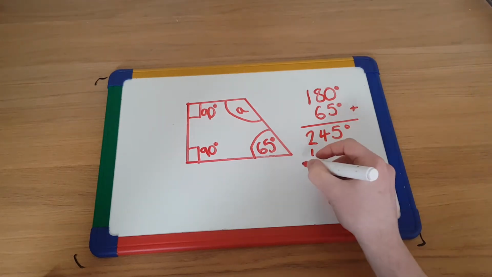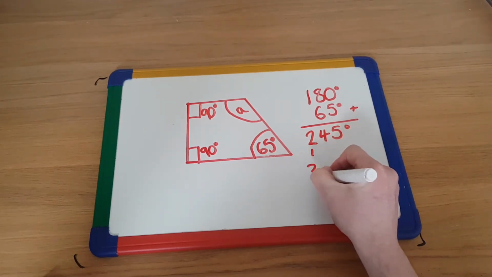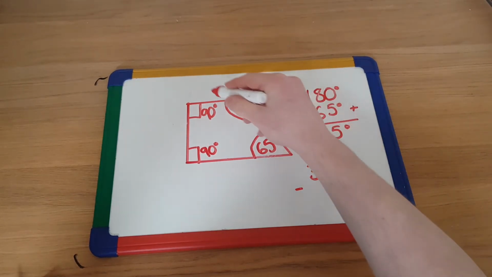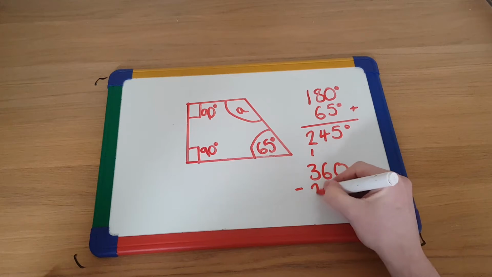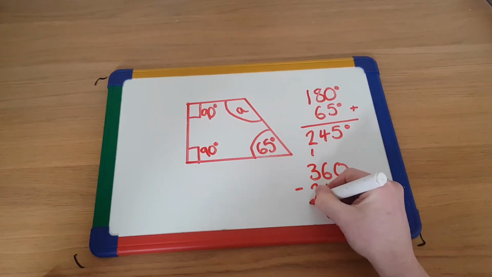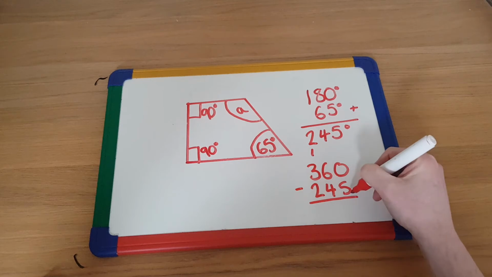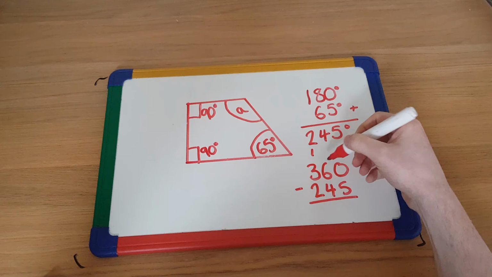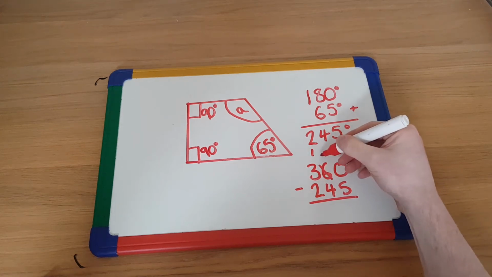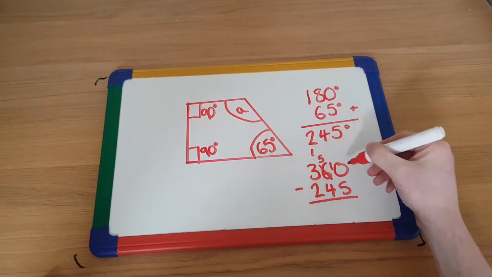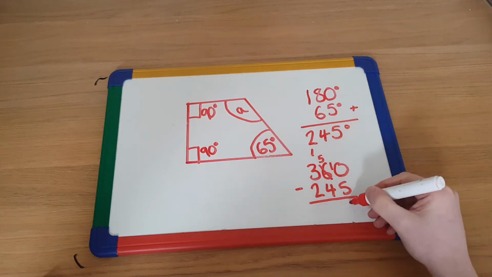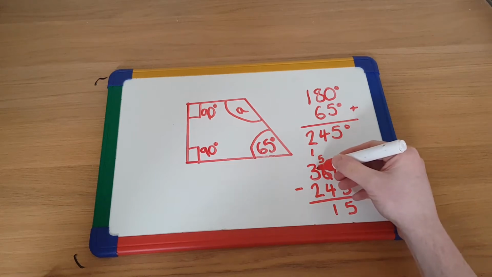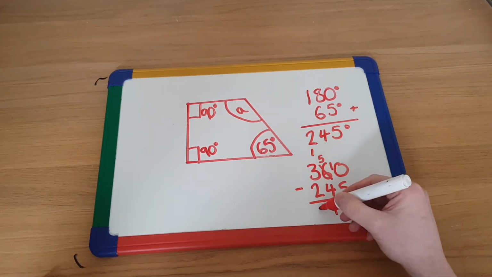Well, I know then that my whole was 360. So 360, if I take away the big chunk of what I already know, I've got 245 there. I'm going to take that away. 0 ones take away 5 ones. If I've got 0 ones, I can't take 5 away, so then I'm going to have to rename. I'm going to rename one of these tens as 10 ones. So now I can do 10 ones take away 5 ones, which is 5. 5 tens take away 4 tens, which is 10, or 110. And then 300 take away 200, which is 100.